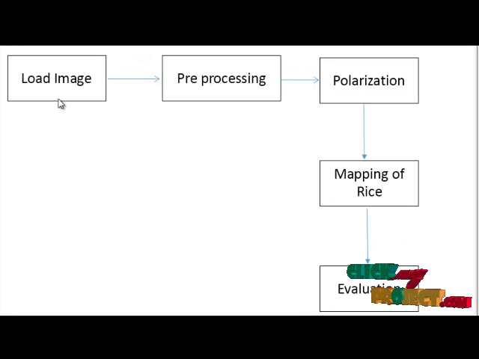This is the flow of our process. First we load our input image. The input images are obtained from southwest China using Radarsat-2.